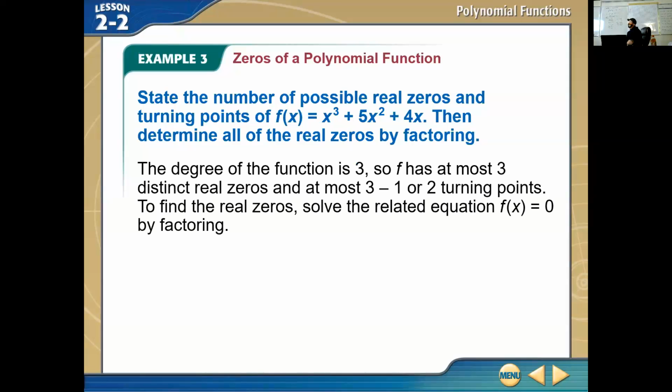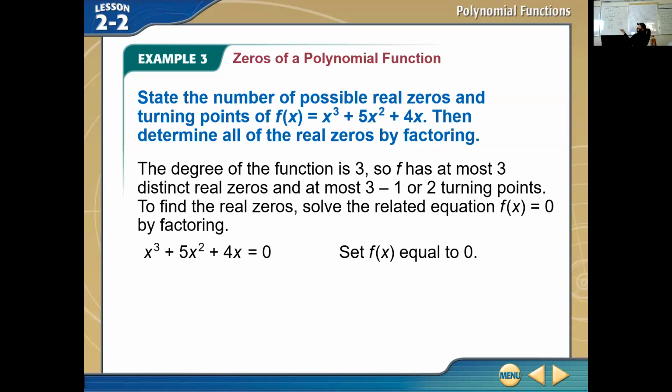So the degree of the function is 3, so f has at most 3 real distinct zeros. It has at least 2 turning points. Once again, that comes from our highest exponent. To find all the zeros, solve the related equation, set it equal to 0, and factor.